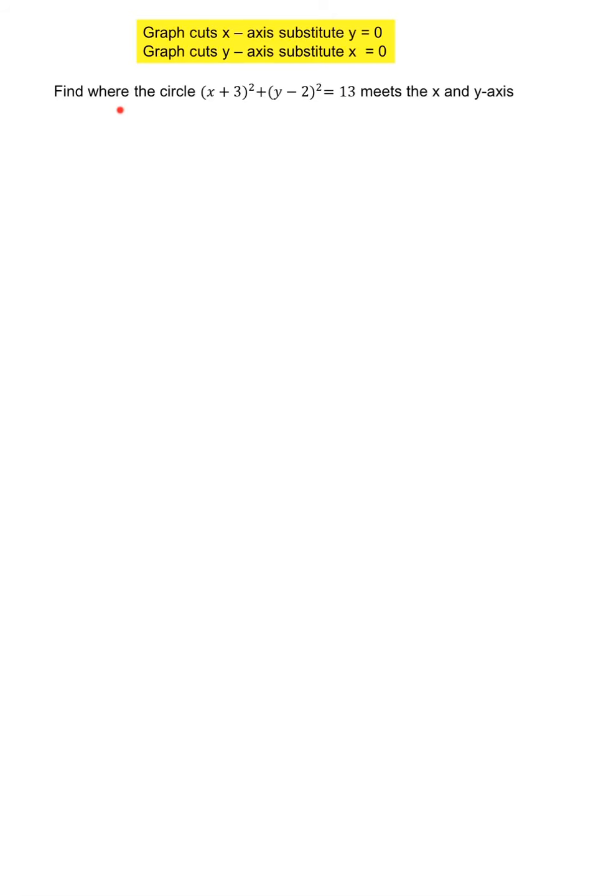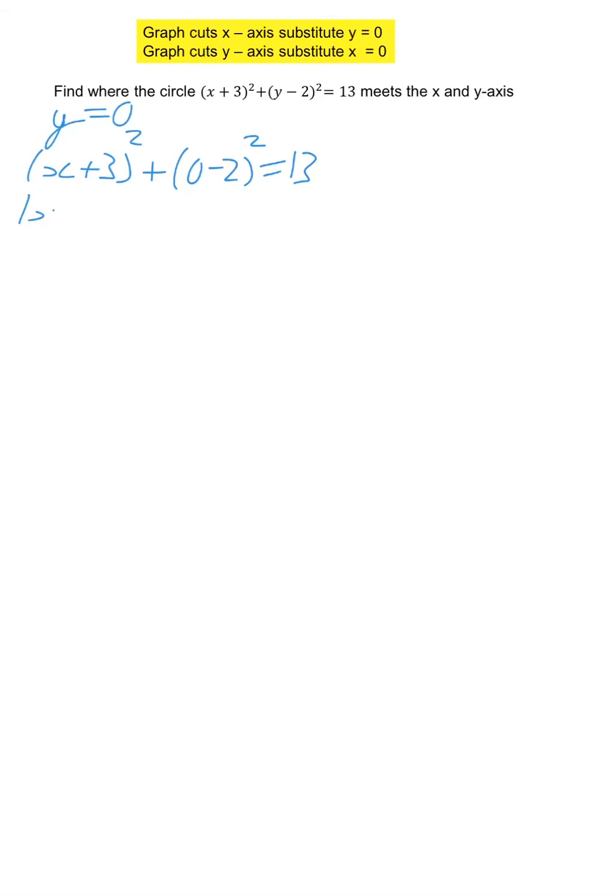Okay, so in this question here, we want to find where the circle (x + 3)² + (y − 2)² = 13 meets the x and y axis. The first thing I'm going to do is find out where it cuts the x-axis. To do that, we substitute y equals 0 into the equation. So I still have (x + 3)² plus, now y is replaced with 0, so (0 − 2)² equal to 13.